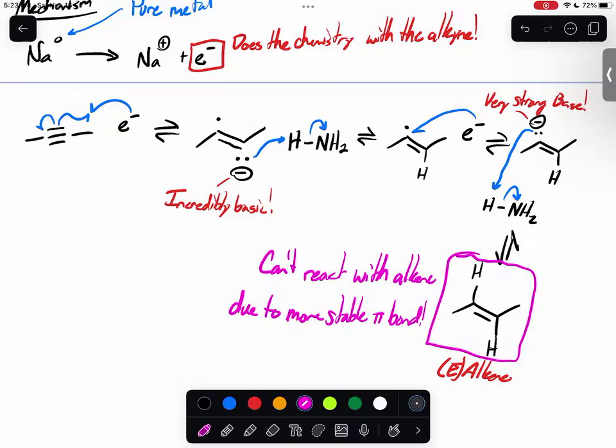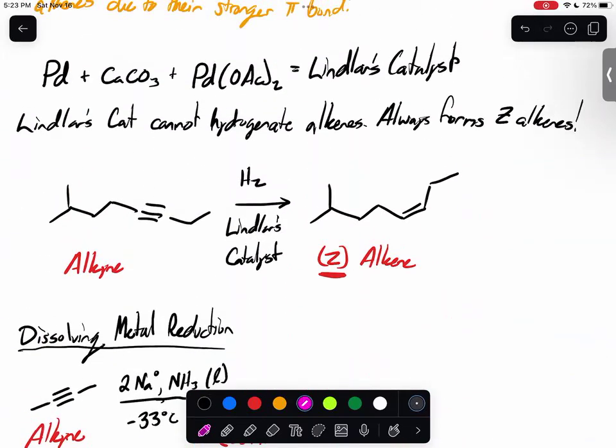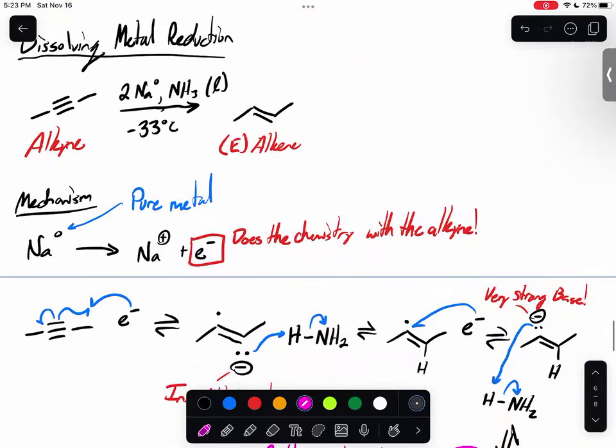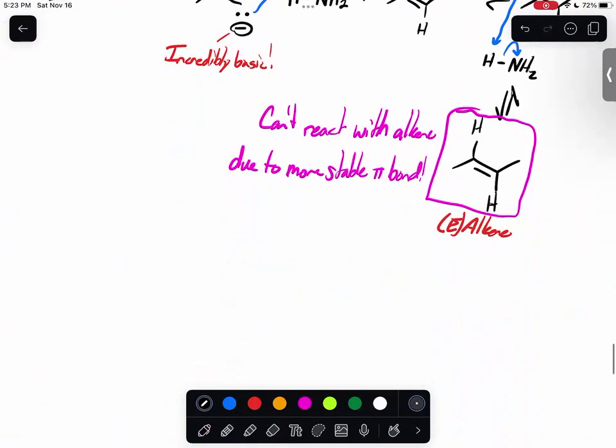Okay? So when we're looking at these hydrogenations, to make the Z-alkene, you have to use something like Lindlar's catalyst. But to make the E-alkene, you have to use this dissolving metal reduction. So sadly, a mechanism that was a reaction that was incredibly easy from alkenes ends up being about twice as hard with alkynes. All right? But this is not the only type of reaction alkynes can do. Just like with alkenes, they can do additions. But these additions are a little bit different.